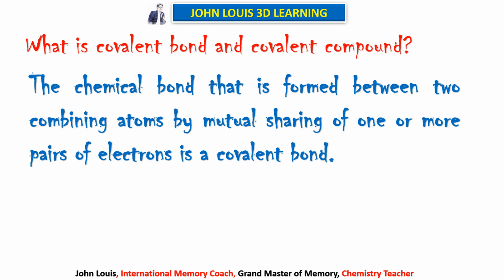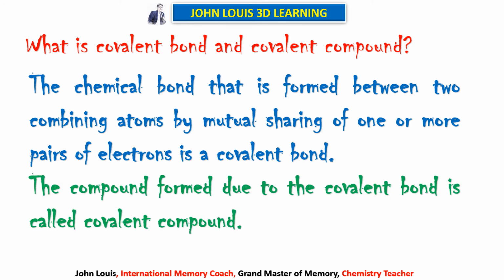The chemical bond that is formed between two combining atoms by mutual sharing of one or more pairs of electrons is called a covalent bond. The compound formed due to the covalent bond is called covalent compound. If two atoms combine together to form a molecule or compound by sharing of electrons, then that compound is known as covalent compound. Is it clear? So fluorine molecule is a covalent compound. Hope it is very clear, and you know what is the difference between covalent bond and ionic bond also now.